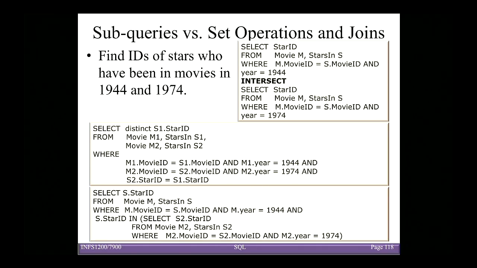Let's go back to this example. Find IDs of stars who've been in movies in 1944 and 1974. On the top you can see the intersect, the set operation version. Here you can see the join version, and here you can see the nested version. The nested version says select star IDs from movie star in where movie ID equals that, and it's also in, and you've got a nested query to say the other one.